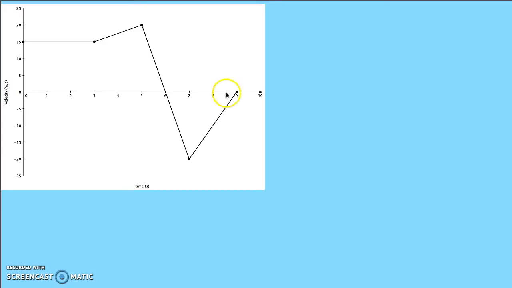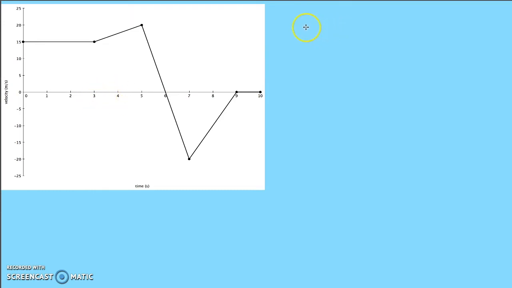So now we're going to look at a velocity graph. So on the vertical axis here we have velocity measured in meters per second, and our horizontal axis is seconds. Before we dig too deep into this graph though, I just want to ask you a quick question. So during these first 3 seconds we see that the velocity was 15 meters per second. So the question I have for you is, how far does the object travel in the first 3 seconds?